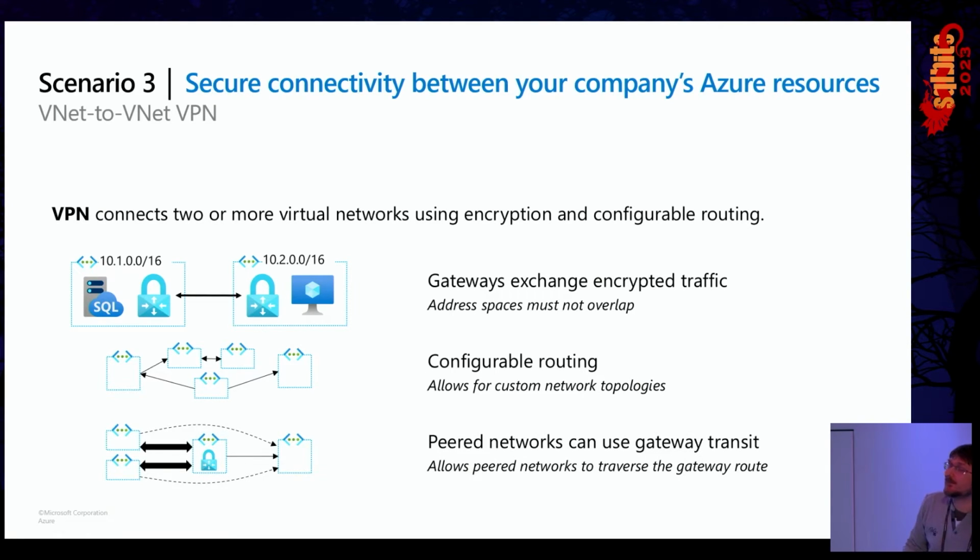The third thing is that VPN works hand in hand with peering. There is this feature called gateway transit. If you have two networks connected with VPN, and one of them has other networks peered to it, you can enable gateway transit, and then the peered networks will also automatically use that gateway to reach the network on the other side.